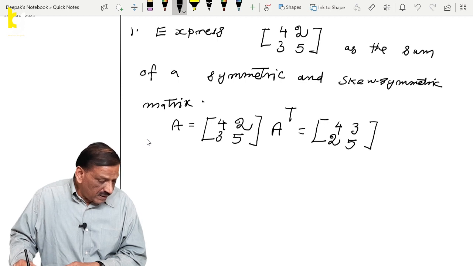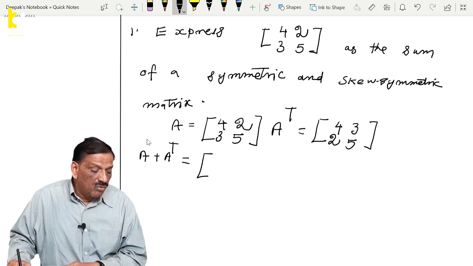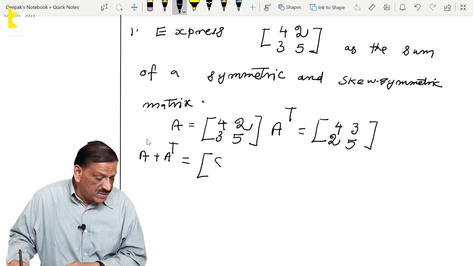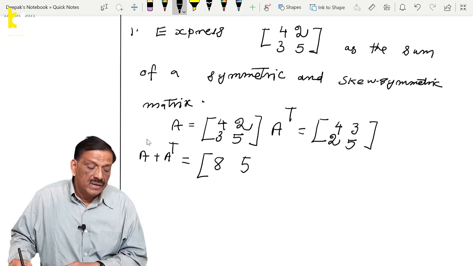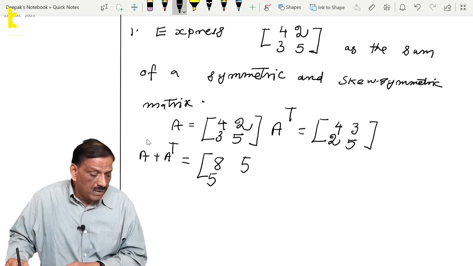Therefore, A plus A transpose equal 4 plus 4, that is 8, 2 plus 3, that is 5, 3 plus 2, that is 5, then 5 plus 5, that is 10.